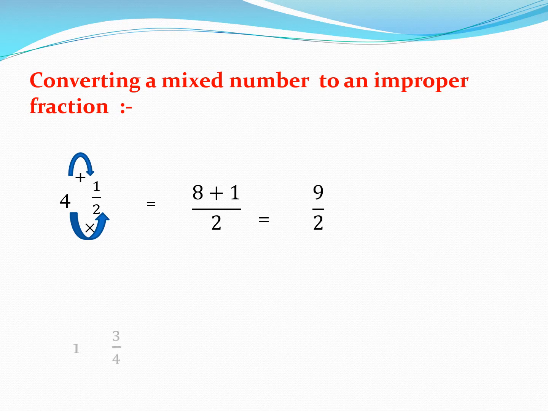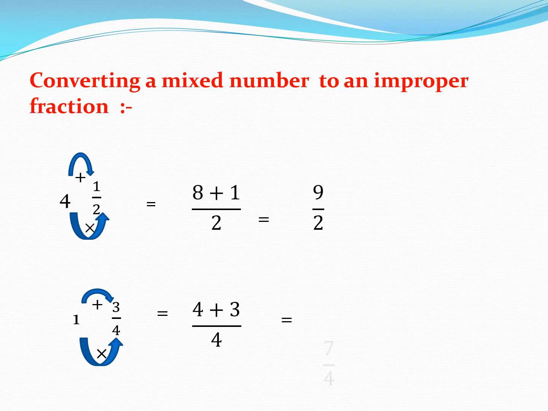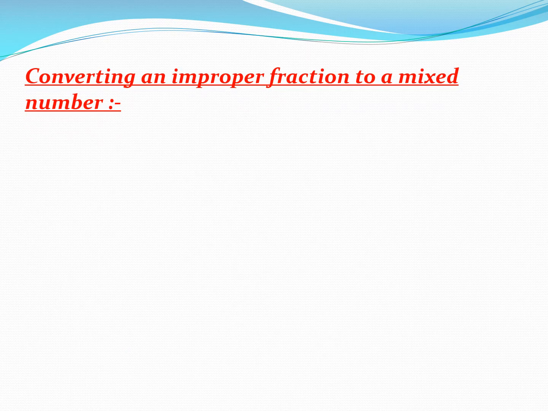Let's take another example: 1 and 3/4. The first step, we make 4 times 1, and the answer will be added to 3. So I will write 4 plus 3, and the denominator doesn't change, we write 4. So 4 plus 3 equals 7, so the answer is 7/4.